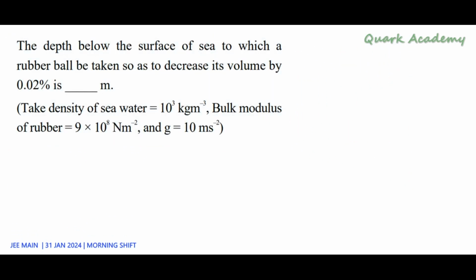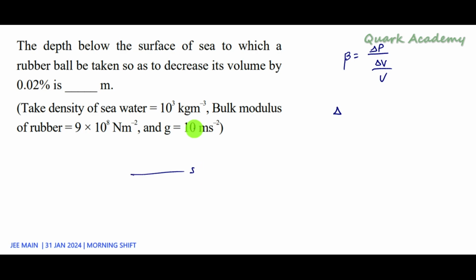So we should know two things. One is how to write the bulk modulus. So bulk modulus is basically stress by strain. In this case, we can write change in pressure divided by change in volume by volume. So stress is basically force per area, which is the pressure. Strain is change in dimension by original dimension, so change in volume by initial volume. And this pressure we should know.